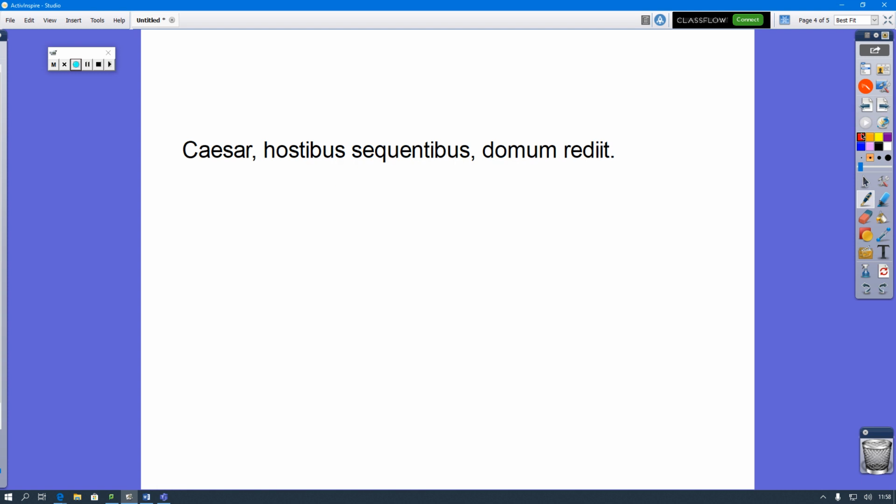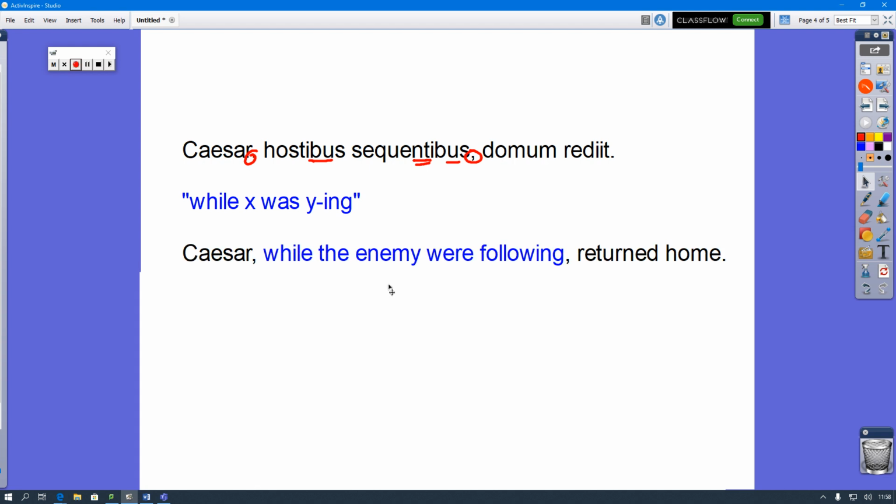If I have a present participle, -nt, there's my commas, there's my ablatives. If I have a present participle, I'm going to translate my present participle ablative absolute as "while X was Y'ing." So: Caesar, while the enemy were following, returned home.